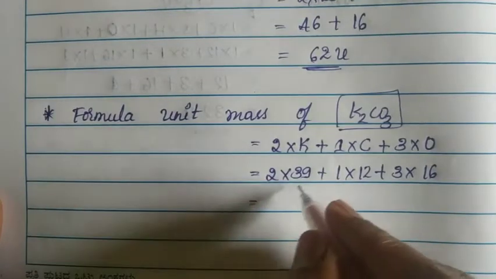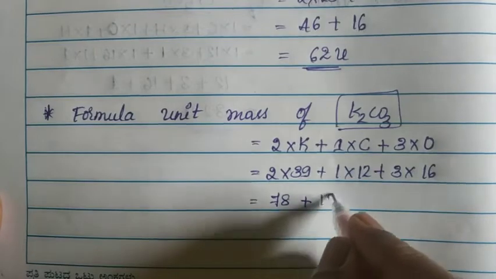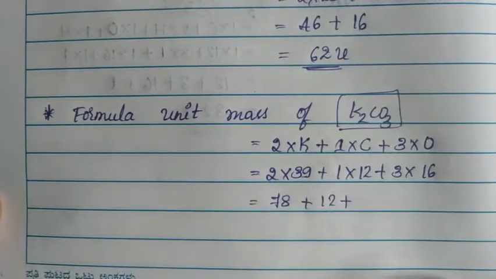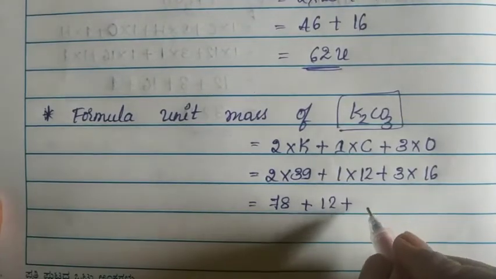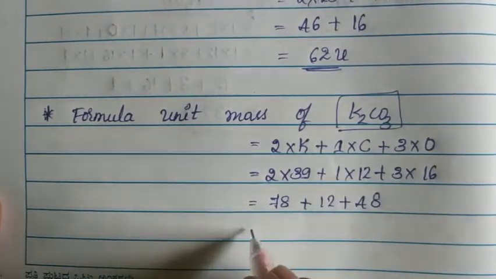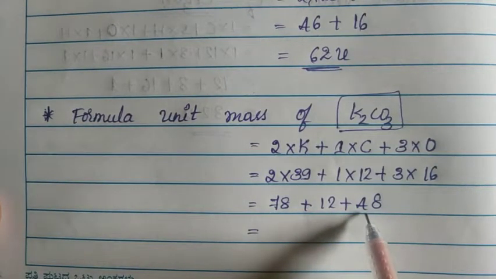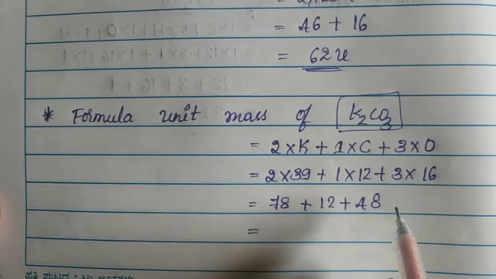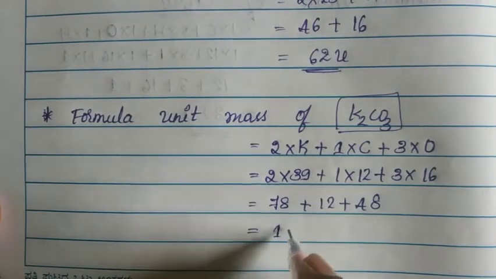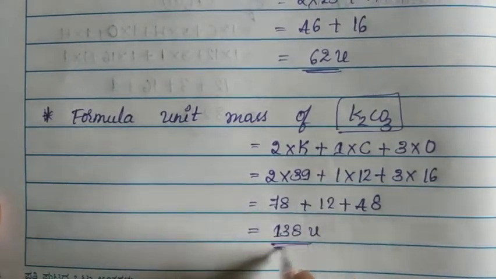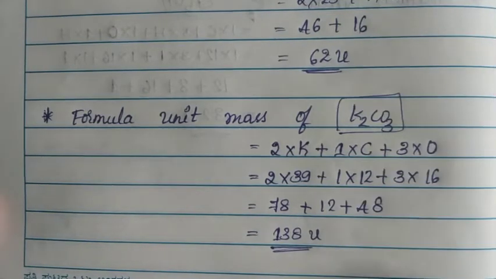39 twos are how much? Yes, 78 plus 12 ones are 12 plus 16 threes are, 16 threes are how much? 48. Now add all these. Add now, here 12 plus 48 becomes 60. 60 plus 78 becomes 138 U. This is the formula unit mass of potassium carbonate.